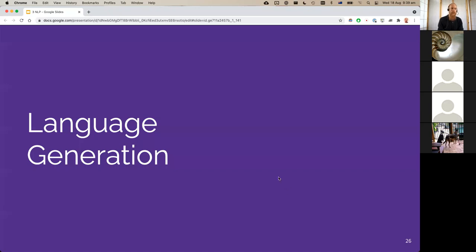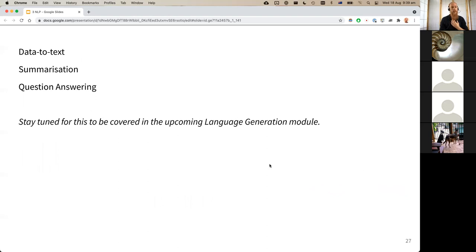Language generation topics we'll cover in detail in a future module. There are some really fantastic neural methods for generating language these days, which are almost indecipherable, or it's hard to tell the difference from a human generation of language. So we'll go into detail about that in upcoming modules. And that is all for today's lecture.